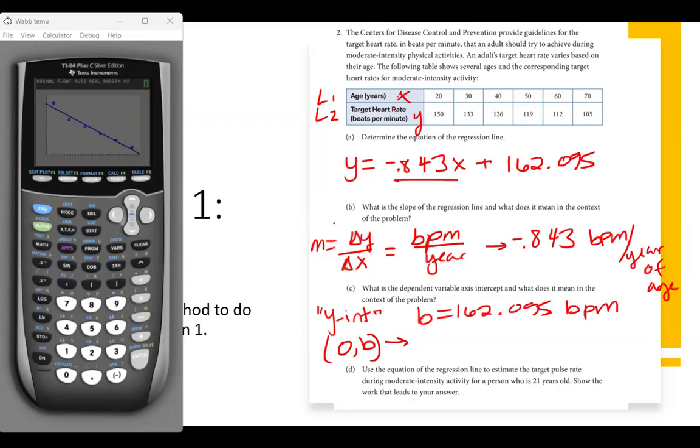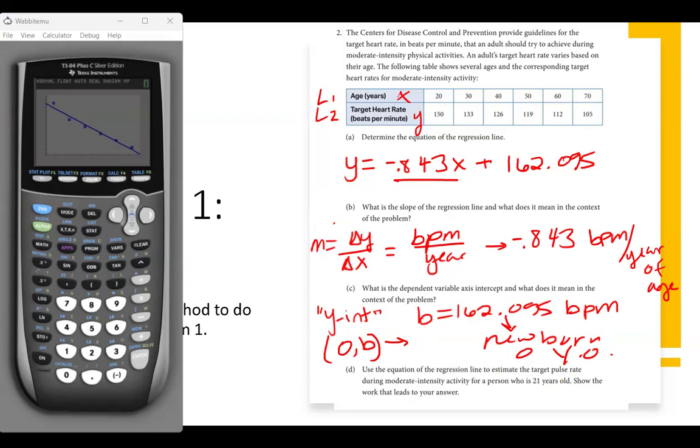Because what is your y defined by? Beats per minute. Now, what does that 0 mean, though? That's the age, right? Your 0 is your x, and x represents age. So therefore, this is the beats per minute of what? Of a newborn. So this is the beats per minute of a newborn, of a 0-year-old, because that's x equals 0. Does that make sense? That's why we define what our independent variable is and what our dependent variable is, so we can interpret it. Okay?